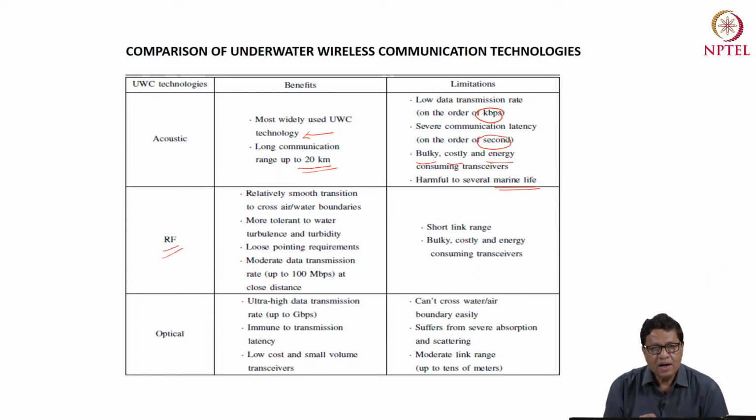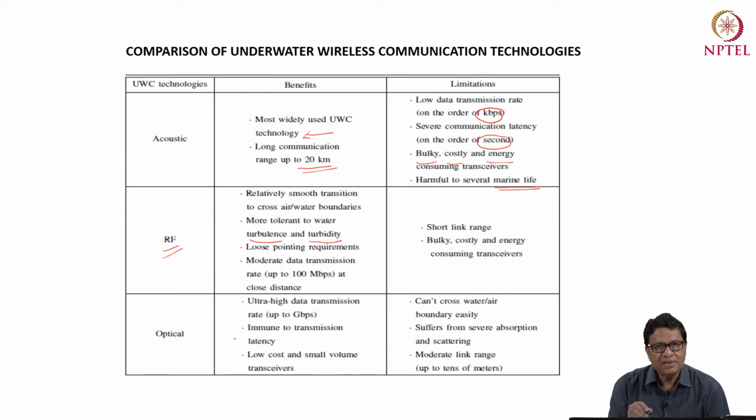On the other hand, the RF technology is a relatively smooth transition to cross air-water boundaries. So if you are communicating from outside to a device which is submerged in water, there is a smooth transition. So this is the benefit here. And RF is also more tolerant to turbulence and turbidity. In the ocean, there's a lot of turbulence sometimes, so it is more tolerant to turbulence.